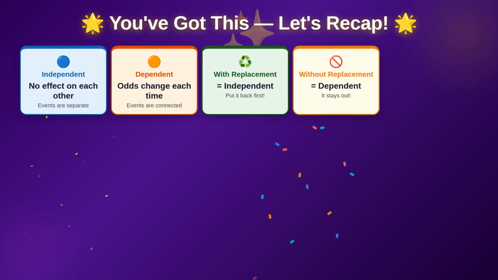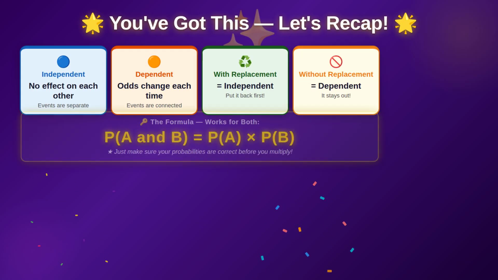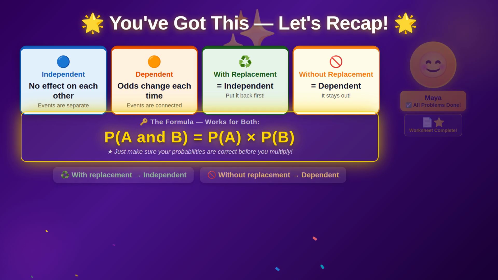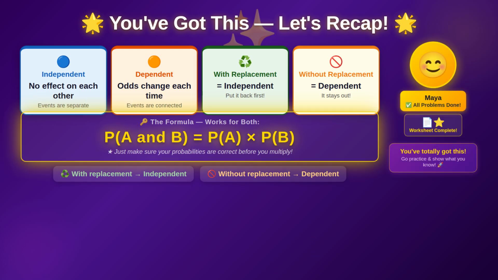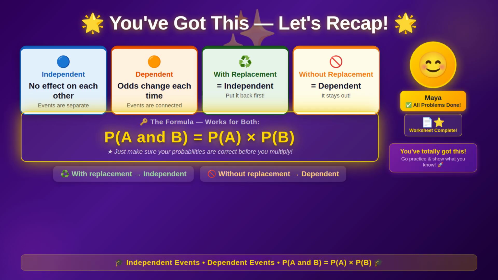Remember when Maya was staring at her worksheet totally confused? Look at her now. She just finished every single problem. Here's our full recap. Independent events don't affect each other. Multiply their probabilities directly. Dependent events do affect each other. Update the second probability first, then multiply. The quick test? With replacement means independent. Without replacement means dependent.